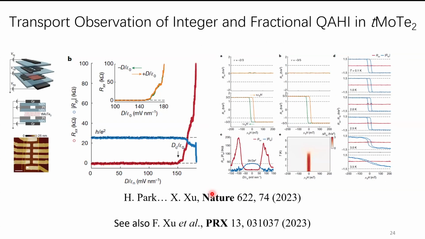The final evidence comes from this transport observation. These plots are from the Nature paper by Xiaodong Xu's group. They reported observation of both integer and fractional quantum anomalous Hall states in this system down to zero magnetic field by transport. And the quantization is quite remarkable from this plot.